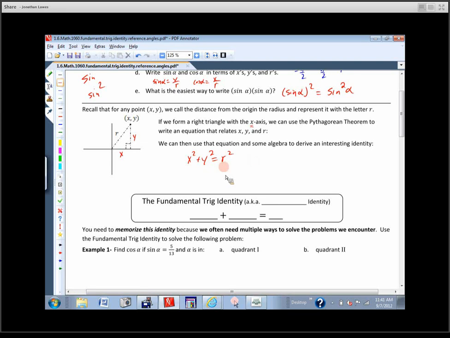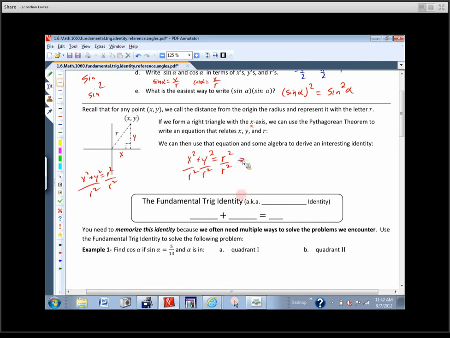So I'm going to take this and I'm going to divide everything by r squared. Now, what I've done here is basically this: x squared plus y squared equals r squared. Divide that side by r squared, and then broke this into two pieces using the properties for fractions. Everybody okay with that?